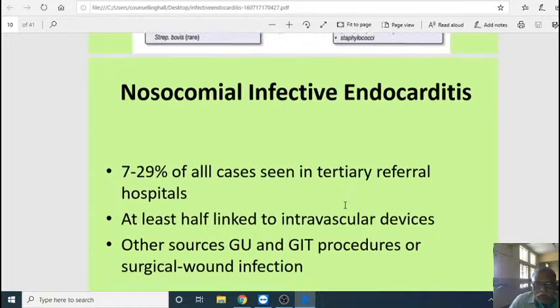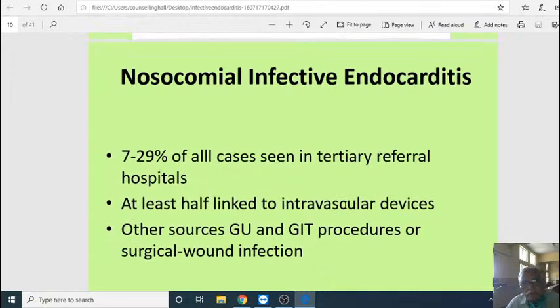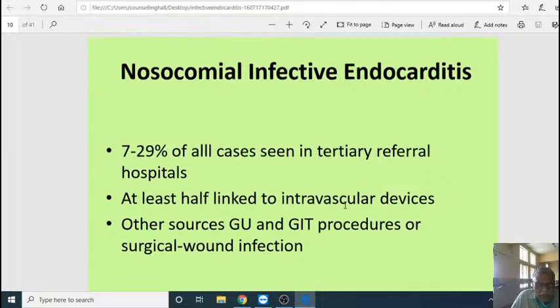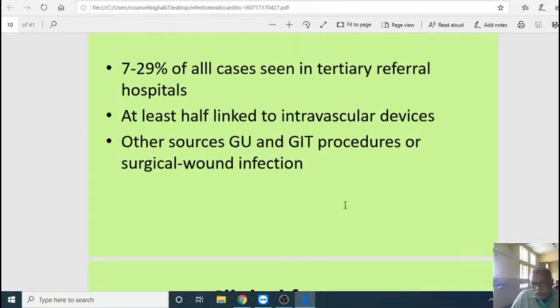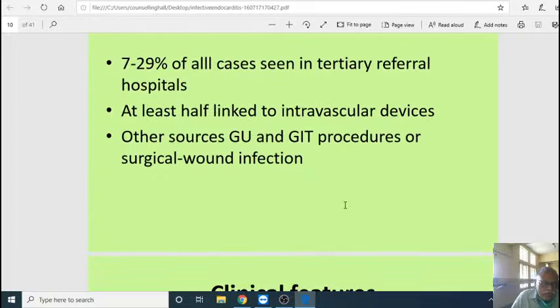So the nosocomial infective endocarditis accounts for 7 to 29% of all cases seen in tertiary referral hospitals, and at least half involve intravascular devices, like pacemakers, which are also responsible. Other genitourinary and GIT procedures, gynecological procedures, and surgical wound infections can also transmit the infection.